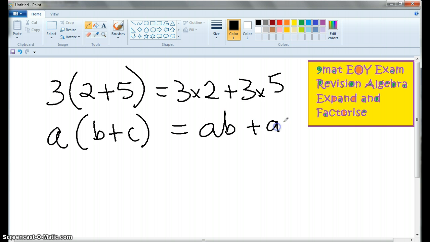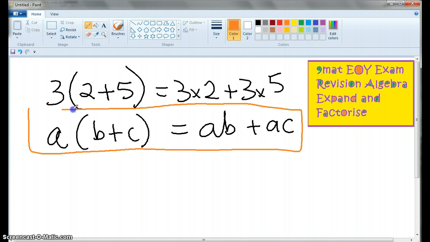The general idea is any number times (any number plus any number): A times (B plus C) equals AB plus AC. This algebraic rule, where if you go this way you are expanding, and if you go this way you're factorising, is actually called the distributive law. It's a rule that applies for all numbers. It doesn't matter what A, B and C are, it will always work.